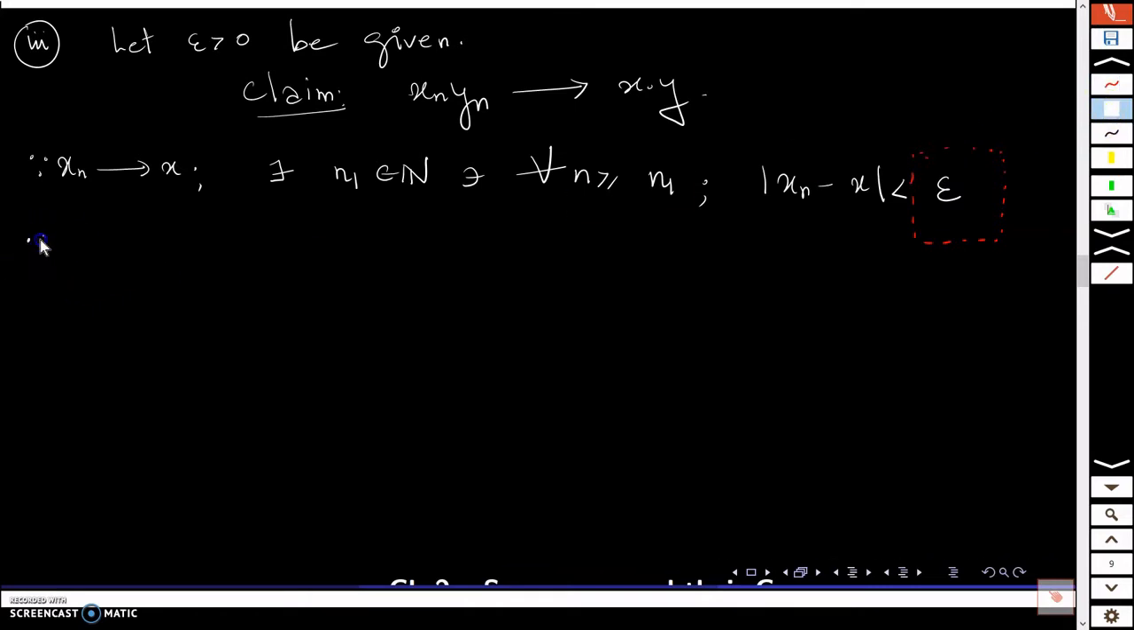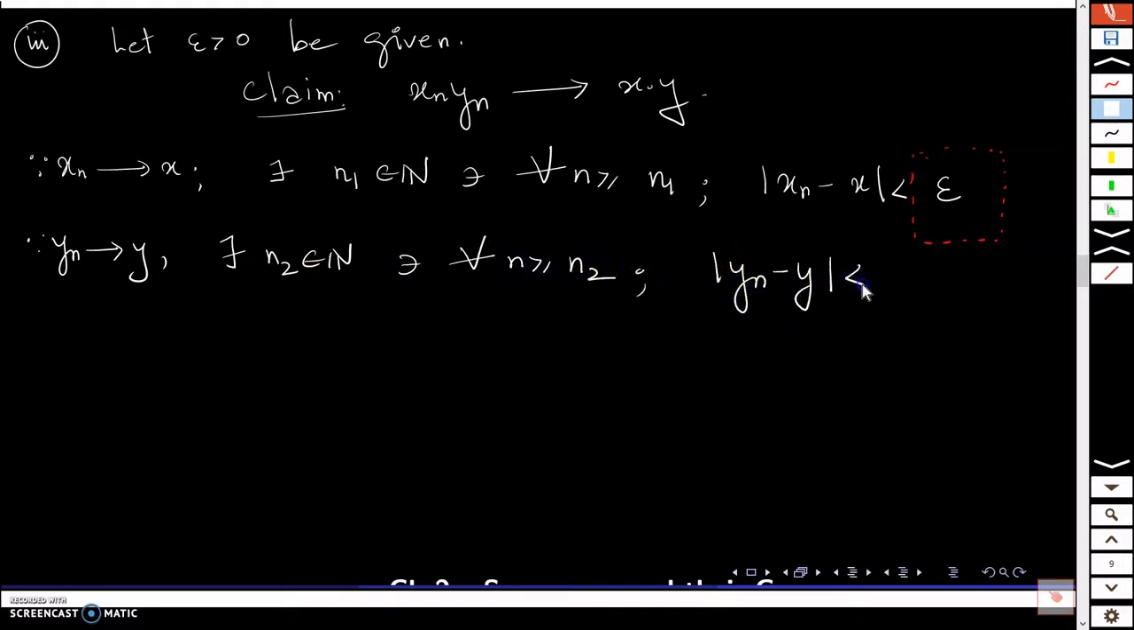Similarly, since yn converges to the point y, I can find a natural number n2, small n1 and small n2 I've picked up, such that for all n bigger than or equal to this n2, this difference yn minus y is less than epsilon. Again, I'm not very sure whether I need epsilon or I need to modify this. So let me keep that in a red box for now.